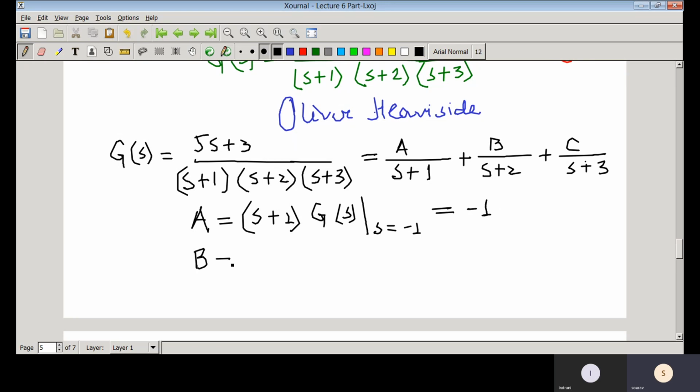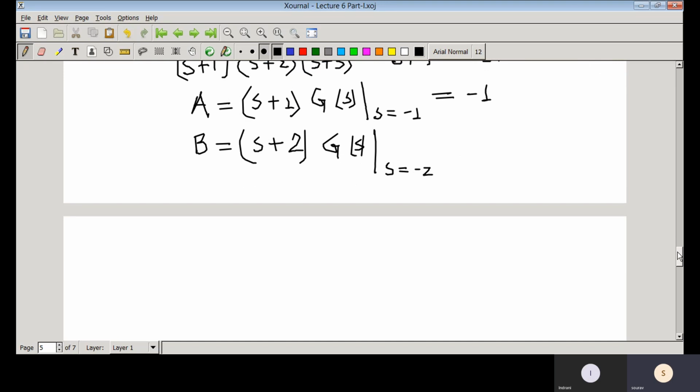Now b, so b is s plus 2 into G(s). You find this one at s equal to minus 2, and you will get that value equal to 7.